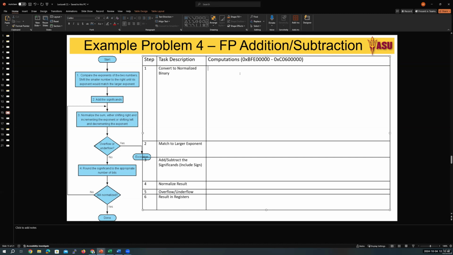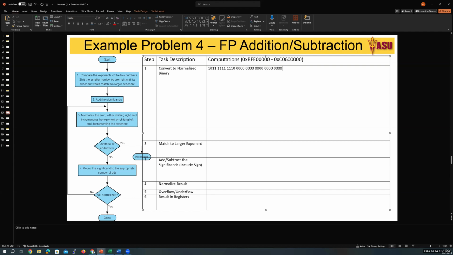So I'm going to start with BFE00. The binary is going to be 1. B is 1011. Good. 1011, 1111, 1110, 0000 0000 0000 0000. All right, this is the first number.